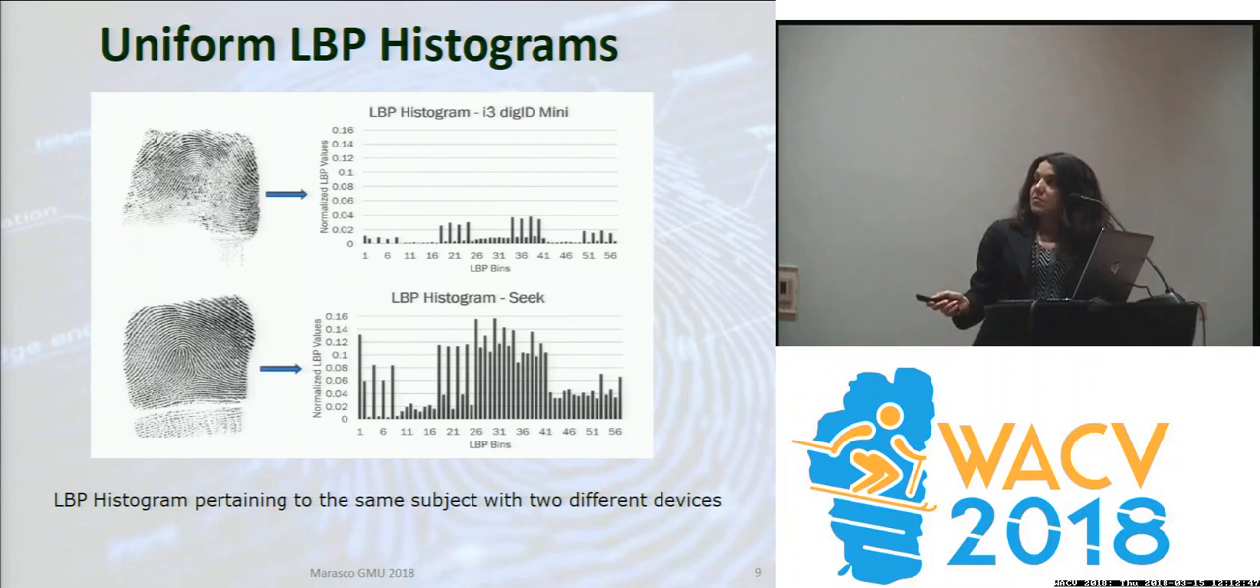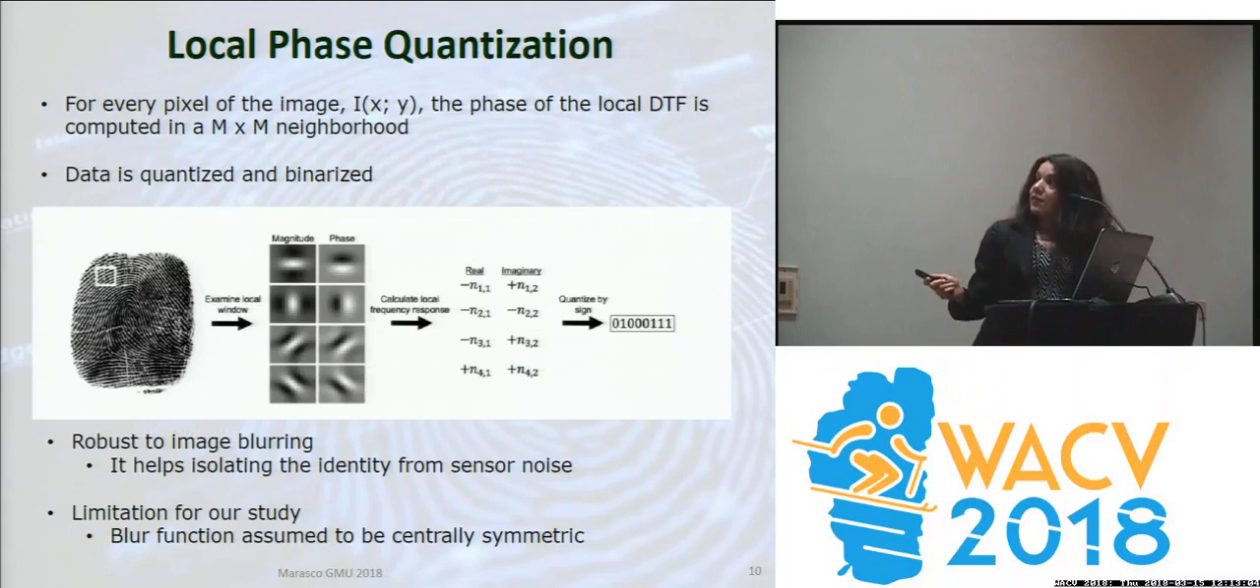An example where we can see how well LBP can capture differences between different devices. We are talking about the same subject, so the same identity, and then different sensors. So we are looking for tools where the identity is isolated with respect to the sensor noise, right?